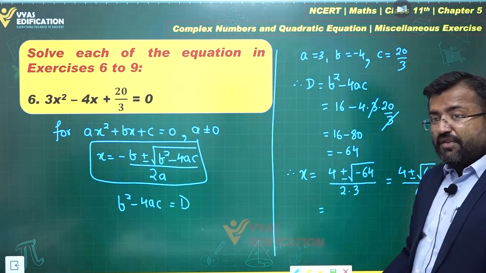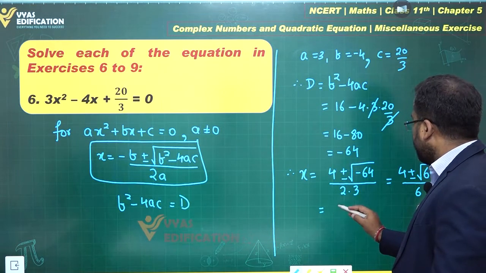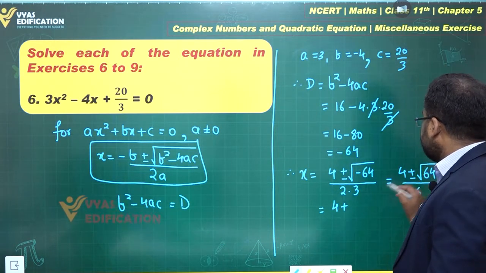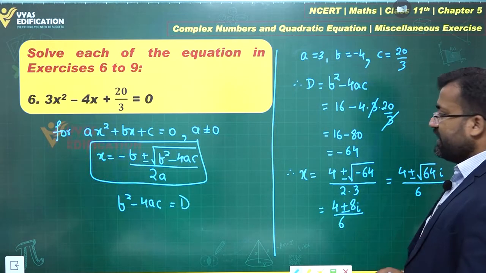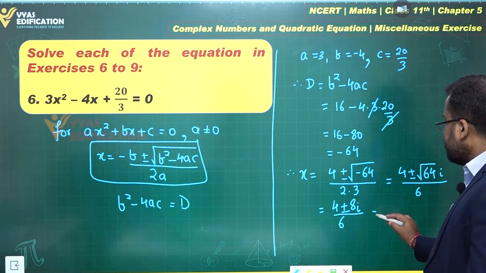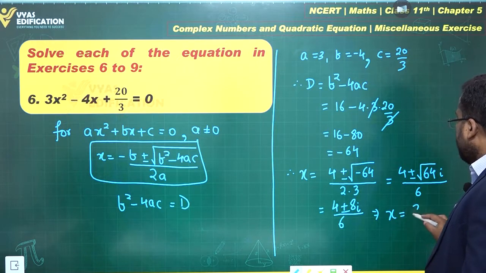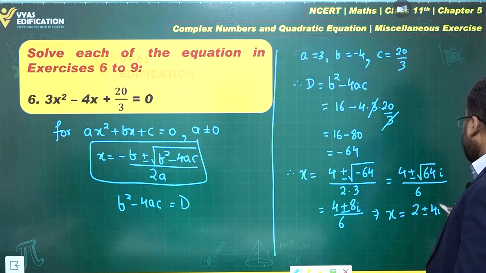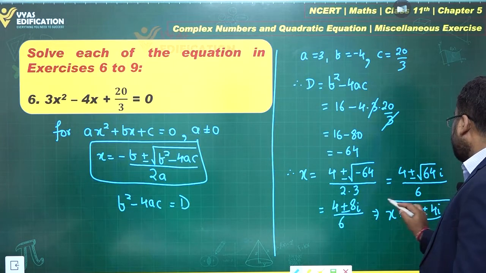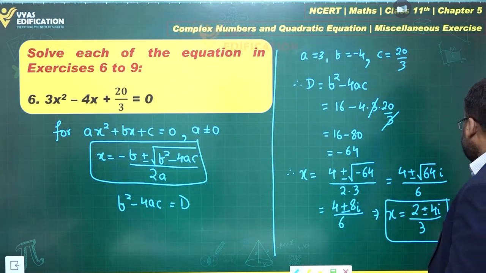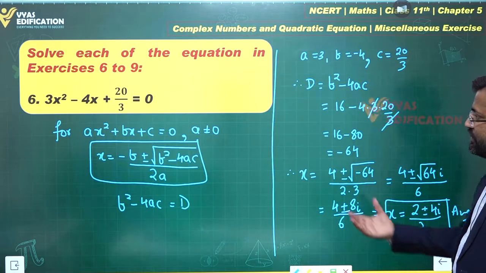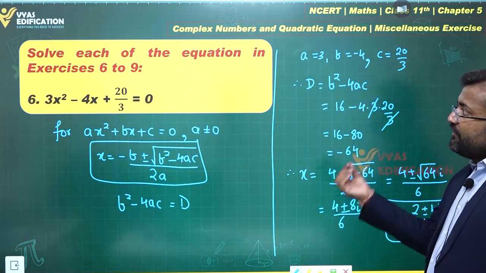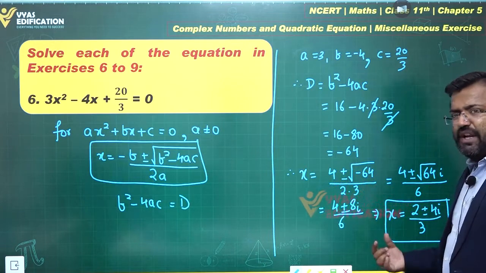Okay, let's try to simplify this further. This is 4 plus minus 8i over 6. Further we can cancel a factor of 2 and get 2 plus minus 4i over 3. This is my final answer for this question. Using the Sridharacharya formula, we have solved this quadratic equation and obtained this answer.